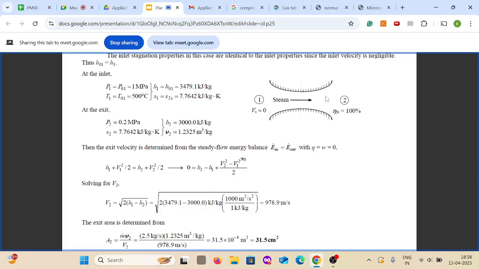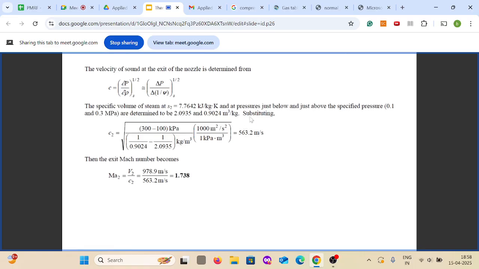Since we know the mass flow rate, mass flow rate is rho A V, or A into velocity divided by specific volume. So area will be mass flow rate into specific volume divided by velocity. Mass is 2.5 kg per second, which is given, and specific volume is 1.2325 meter cube per kg, divided by 978.9 meter per second. This gives you an area of 31.5 centimeter square.